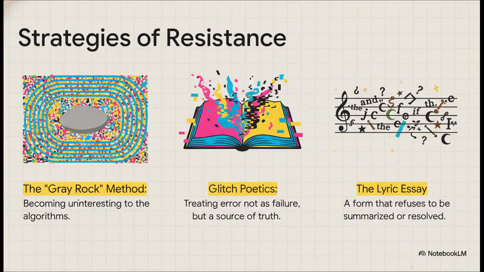And this philosophy actually leads to some pretty concrete strategies. On a social level, you've got the gray rock method, basically becoming so boring and unresponsive that the system's algorithms just pass you by. Artistically, it's about embracing glitch poetics, where you actually seek out errors as a source of truth. It's about living your life like a lyric essay, fragmented, musical, and absolutely impossible to neatly summarize.